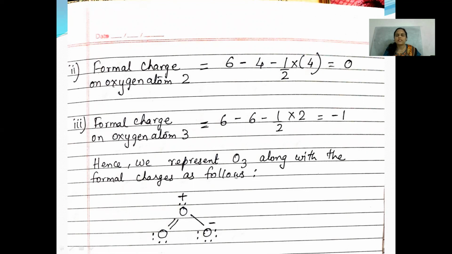Hence, we represent ozone along with the formal charges as shown in this diagram. So you can see how this diagram is depicting ozone. Oxygen in the middle is carrying a positive charge with two non-bonding electrons. Oxygen 2 is neutral and oxygen 3 is carrying a minus charge with it. So this is how you'll calculate the formal charge on the molecules that are asked.